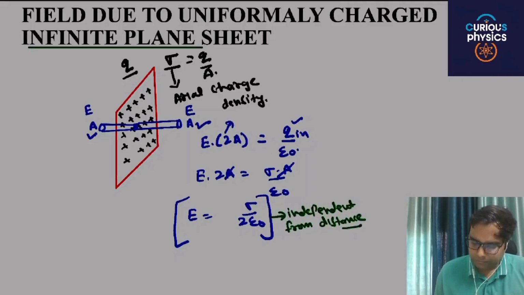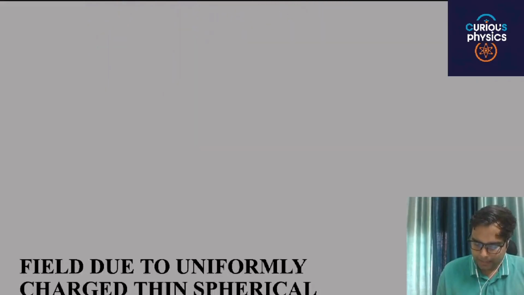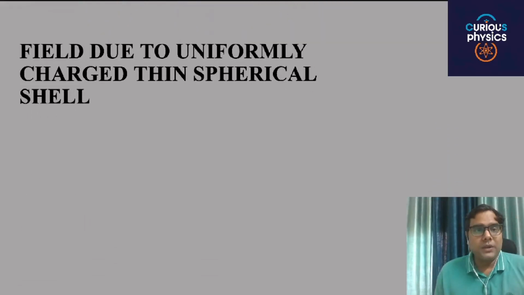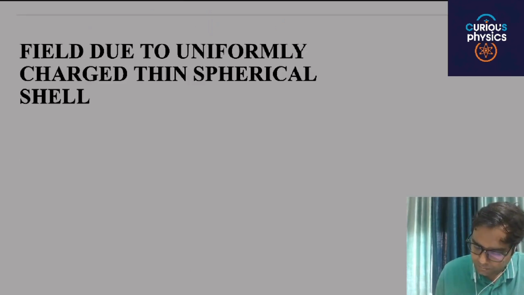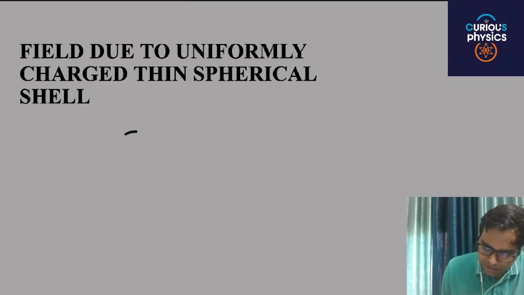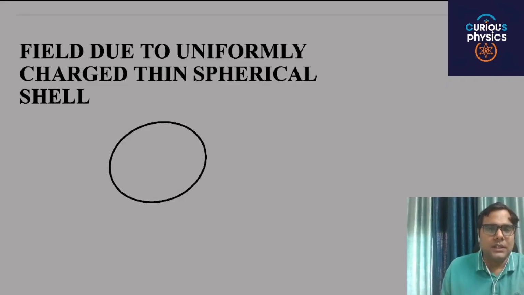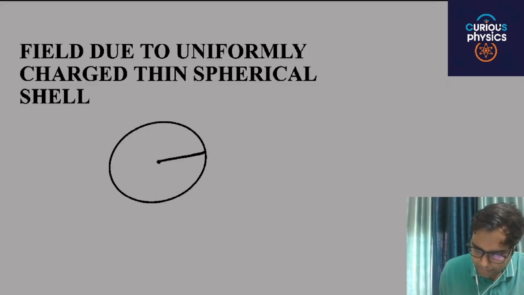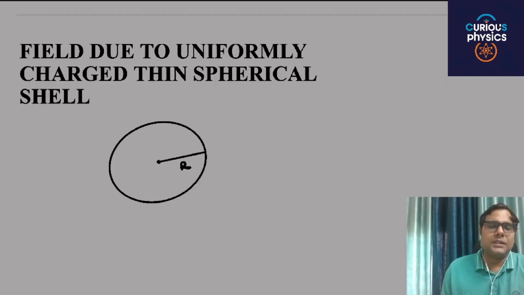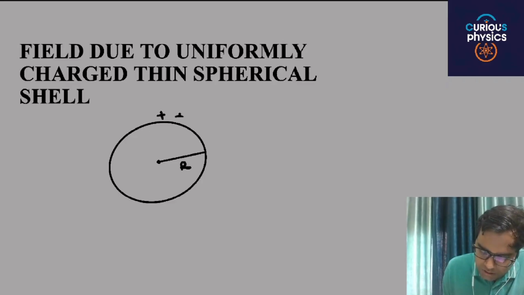Okay, that's great. Next is the field due to a uniformly charged thin spherical shell. This is the thin spherical shell. Thin spherical shell means let's say its radius is R. Thin means the thickness is very small. The outer and internal radius are the same. Okay, so let's say the Q charge is distributed here.